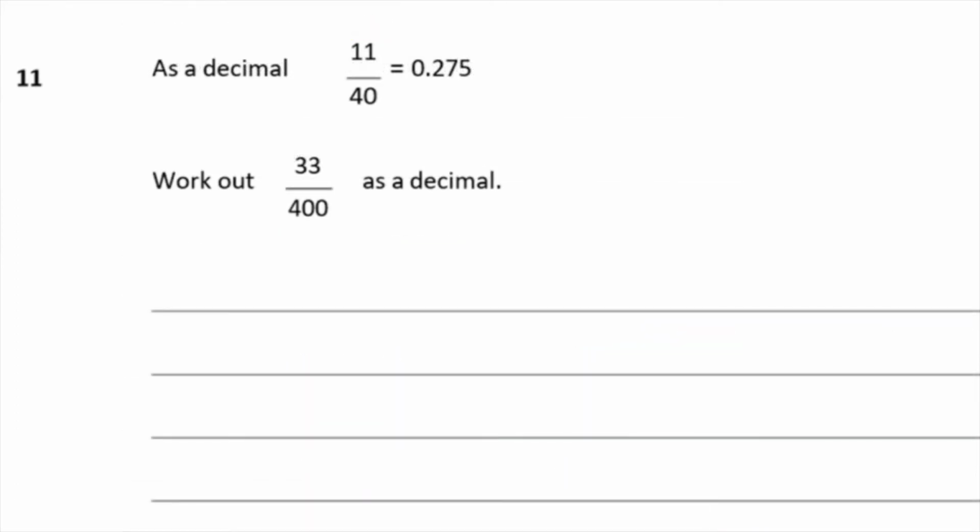Question 11. As a decimal, 11/40 is 0.275. Work out what 33 over 400 is as a decimal. Okay, so these two fractions are quite closely related, aren't they? So we could take 11 over 40, and now if we multiplied it by 3, that's going to give me 33 over 40, and that's going to be equal to 3 lots of 0.275. So tripling that up, it's going to be what? 600 and 375s, 225. That's going to be 0.825, isn't it? 0.825.